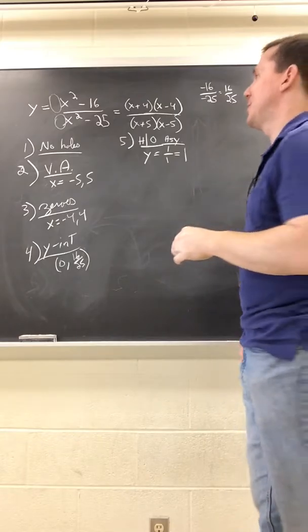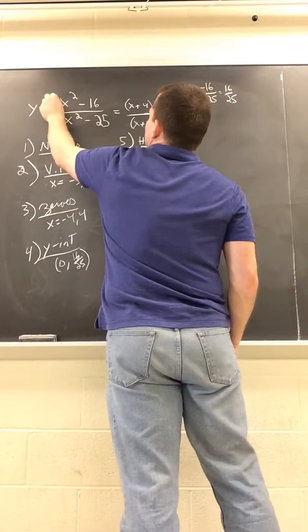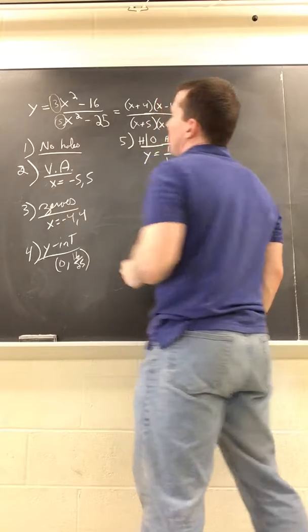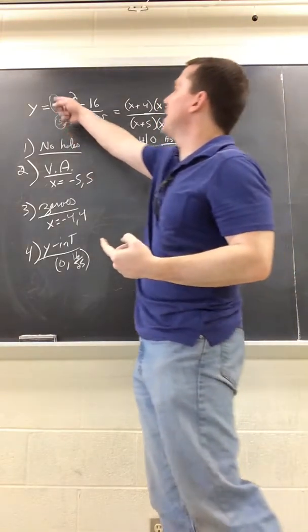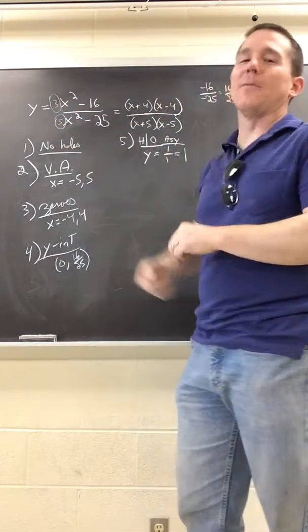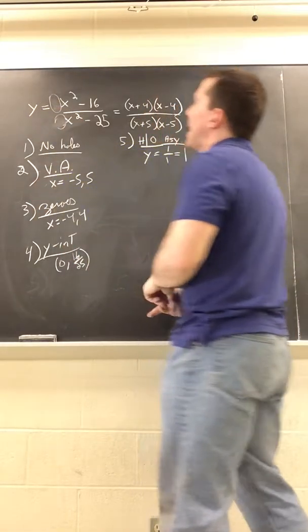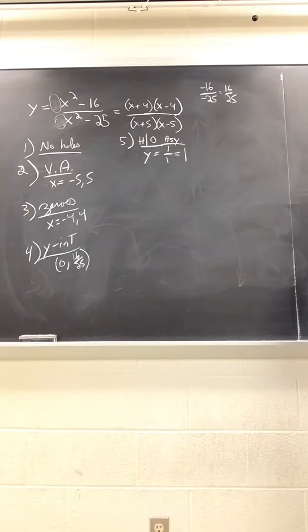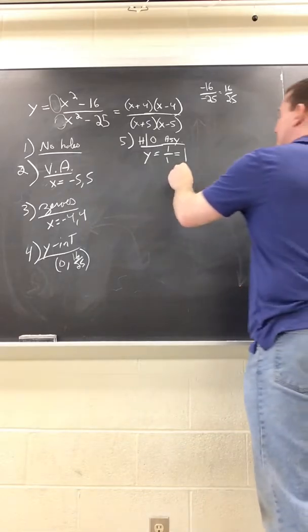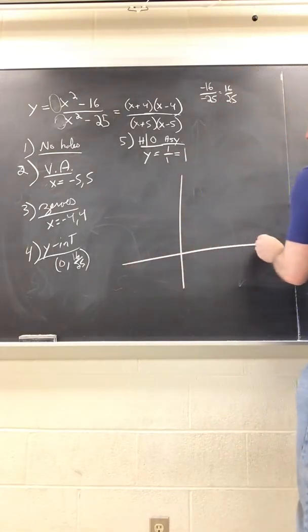Just so you understand what we're doing, if this had been 3x squared over 5x squared, your horizontal asymptote would be at 3/5. Whatever those coefficients are, just write them as a fraction, and that's your horizontal asymptote when the degrees are the same. Now I have all my information. Now I should be able to graph it.